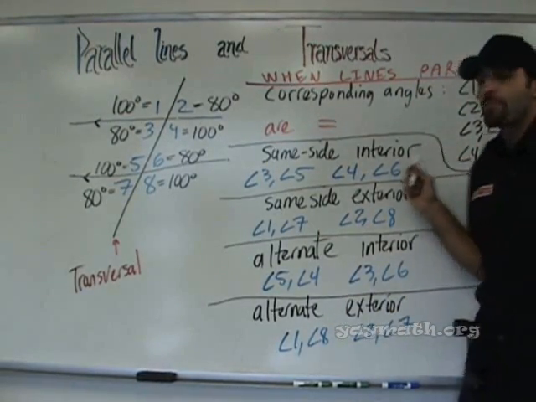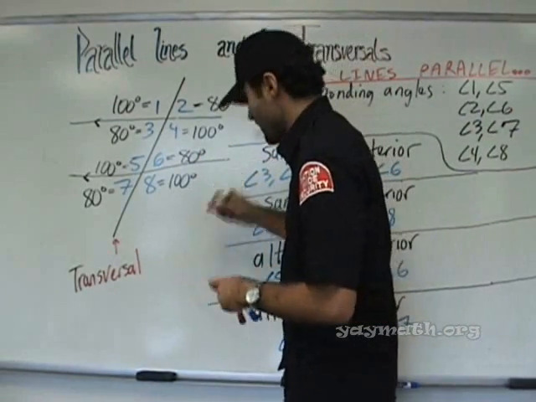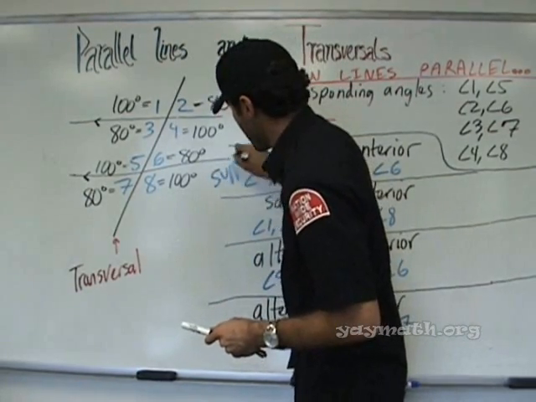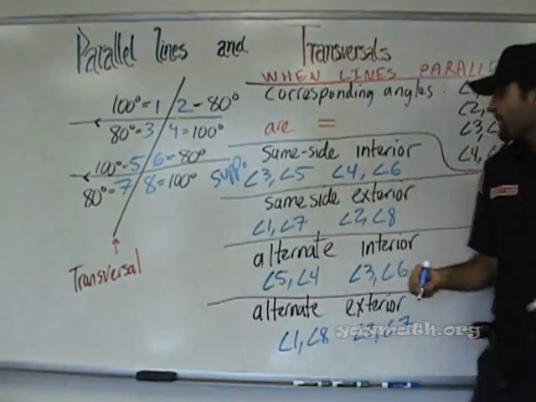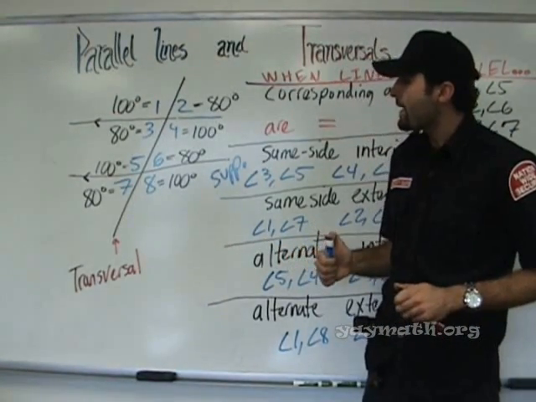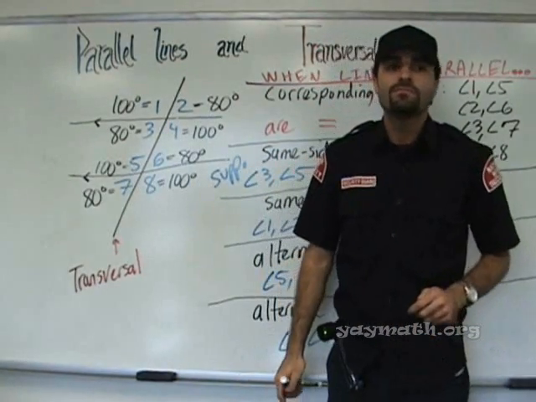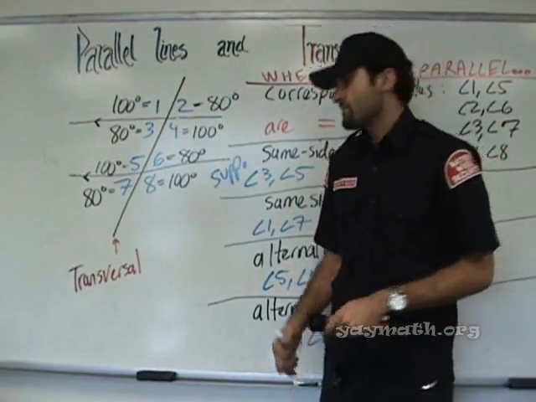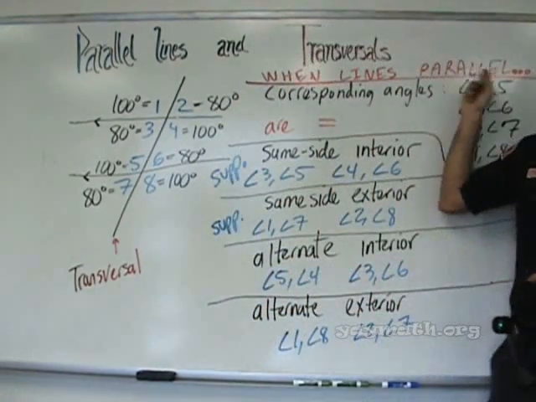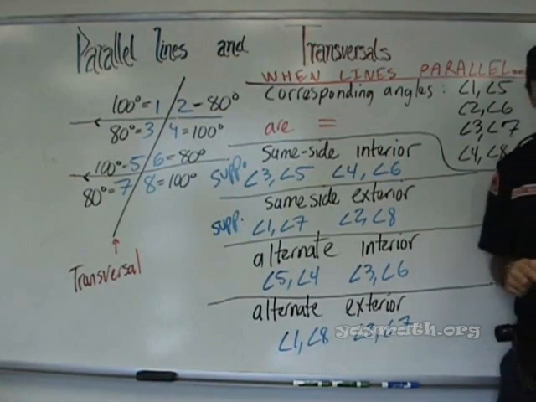Is it the same for the same side as 2? We're getting there. Good, forward thinking. Okay, so this is supplementary. Same side exterior. Look at the picture. 1 and 7. Are 1 and 7 equal? No, they are supplementary. Is it always like that though? Always when lines are parallel.